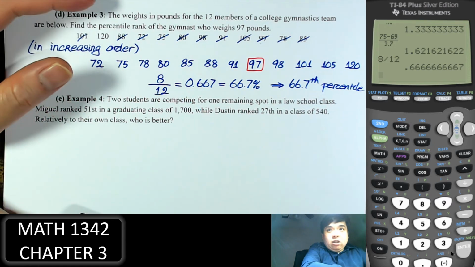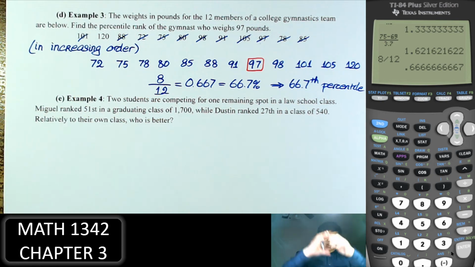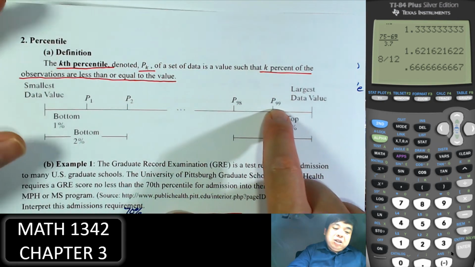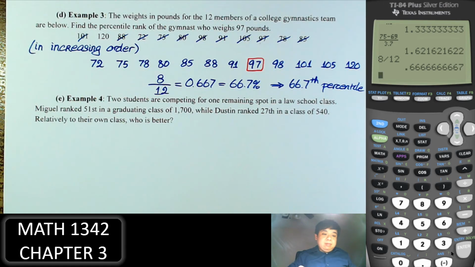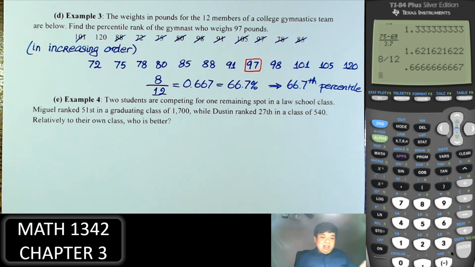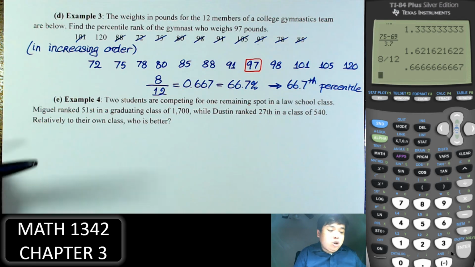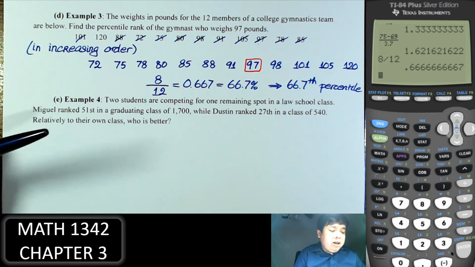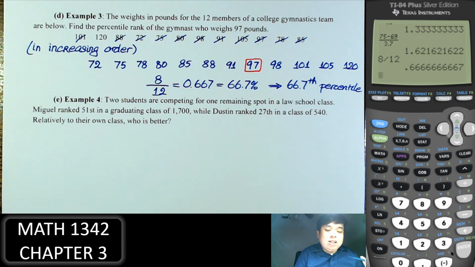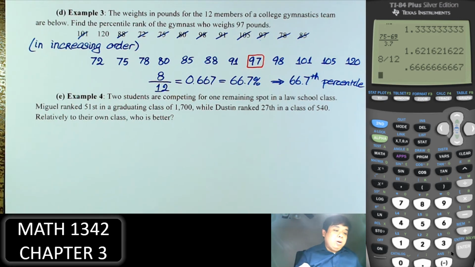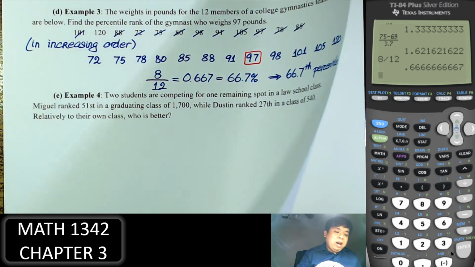Right? Of course, 99 percentile is very good. I mean, on the top 1%. Right? Let's look at this again. When we have 99 percentile, that's corresponding to the top 1%. Right, now talking about top some percent, and let's look at this. 2 students are competing for remaining spot of a law school. Miguel ranked 51st of the class of 1700, while Dustin ranked 27 of the class of 540. Relatively to their own class, who is better?